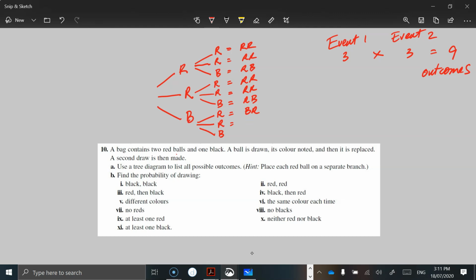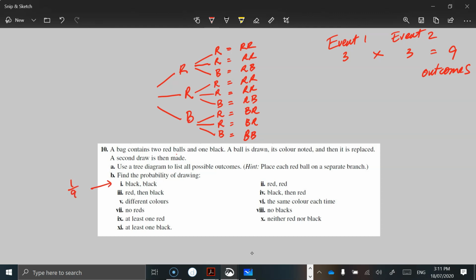Let me tidy that up. And then the last possible outcome, selecting 2 blacks. Okay, so find the probability of drawing a black and then a black. Okay, and then if we look at the outcomes, there's only one of them that meets that description. So 1 out of the 9.